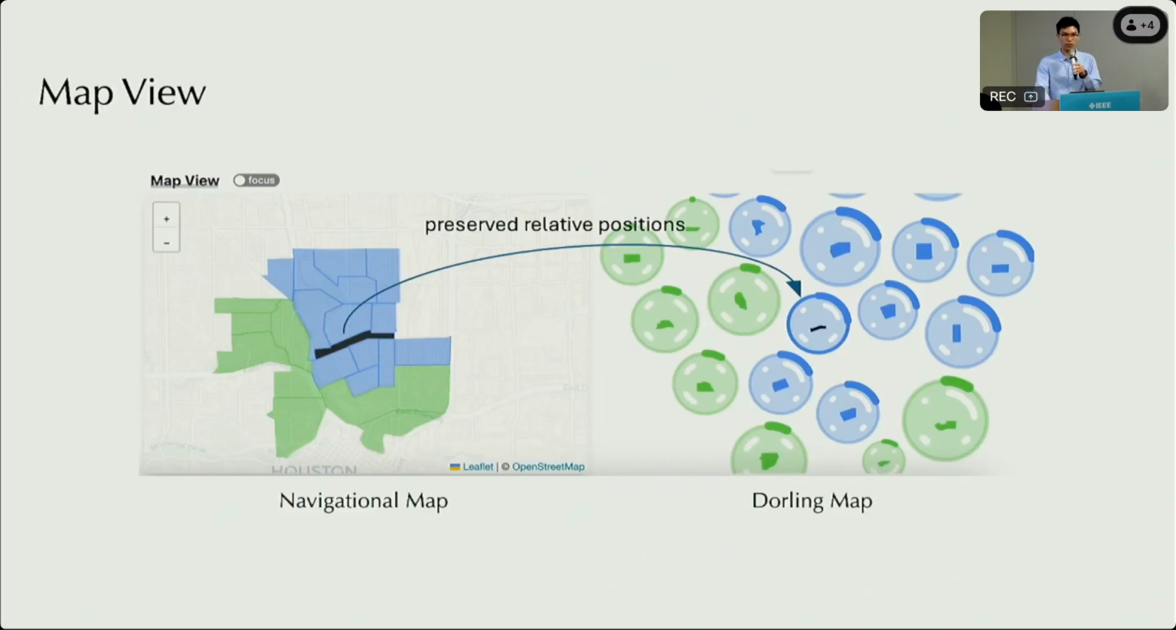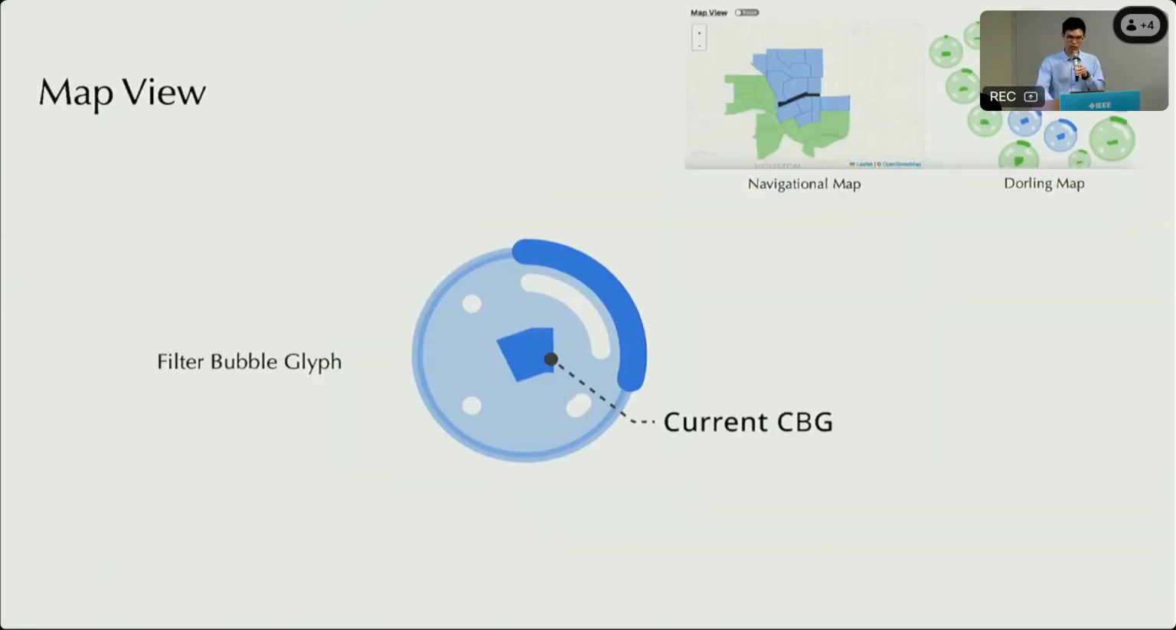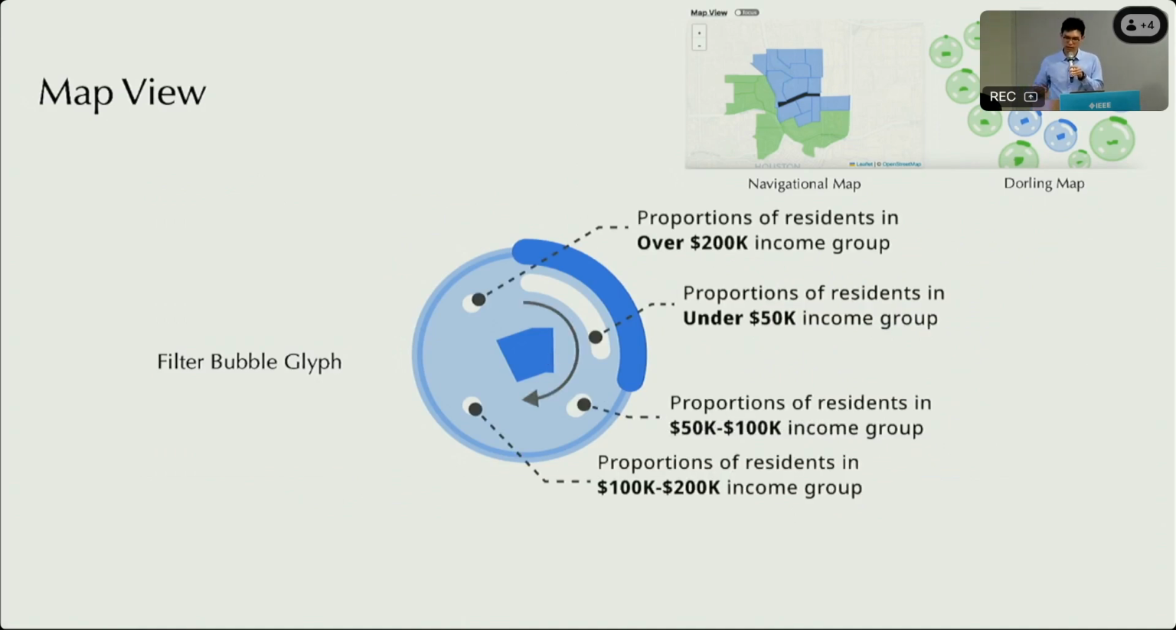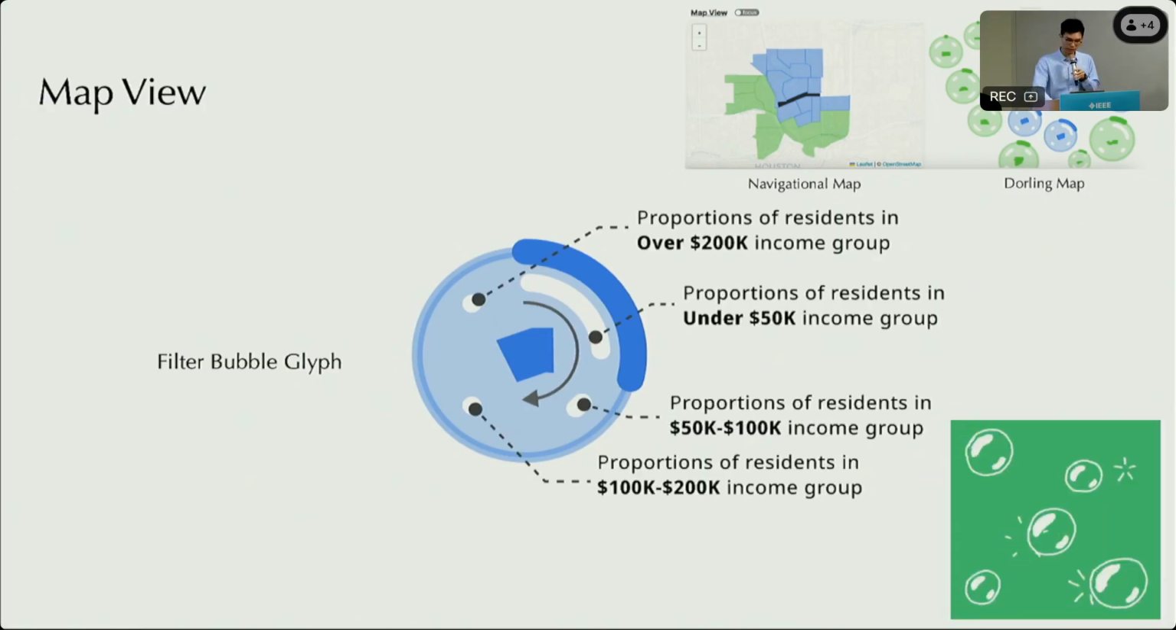The map view provides geographic context with the navigational map and a dolly map, which preserves the geographic relationships between CBGs. It visualizes detailed visitor flows between the target CBG, filled in black, and its closest neighbors. In the dolly map, each CBG is represented by our filter bubble glyph. The shape of the current CBG is at the center, and the glyph area shows the population size. The arcs inside show the resident demographics of that CBG. If one group dominates, it looks like an isolated bubble, visually hinting at the segregation.